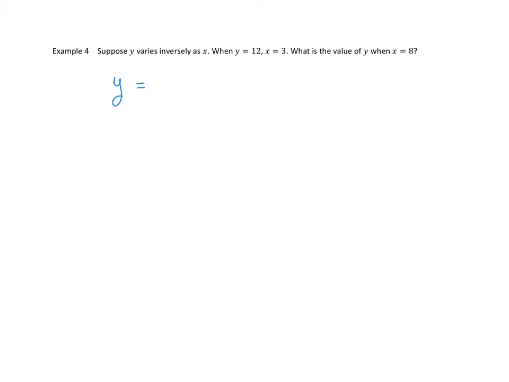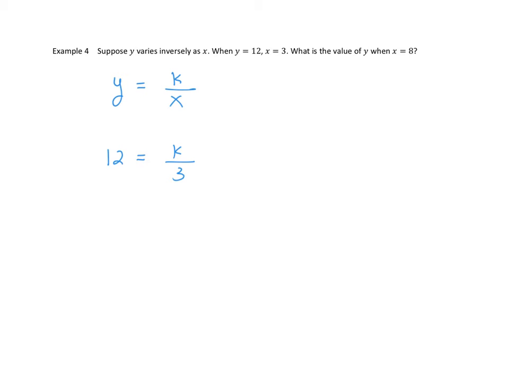To start with, when you say y varies inversely as x, you are saying y equals some constant k, not 0, over x. We can now solve for k by using this information. I will put 12 in place of y, and I will put 3 in place of x. So this time, I'm not dividing both sides by 3 to get the constant by itself, but I'm multiplying 3 to both sides of the equation.